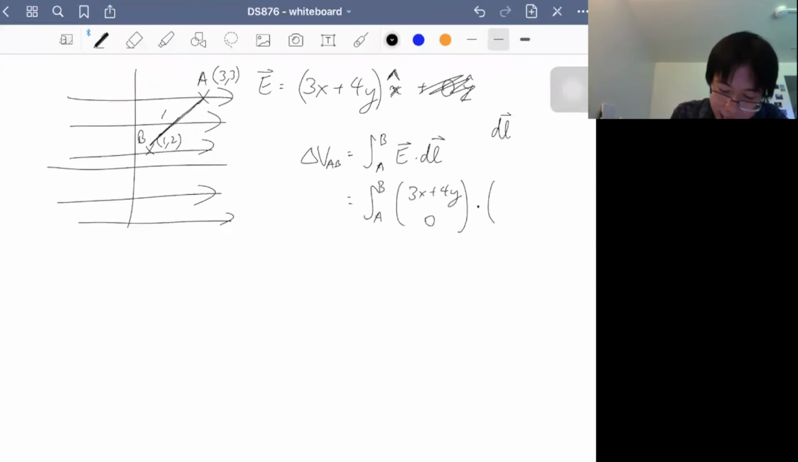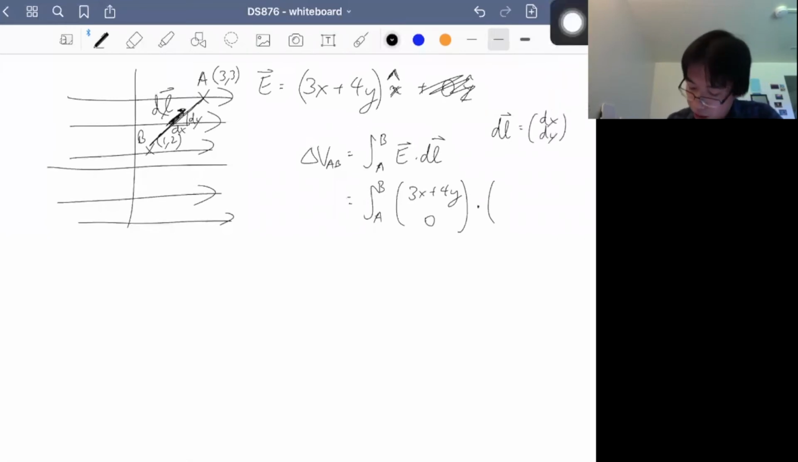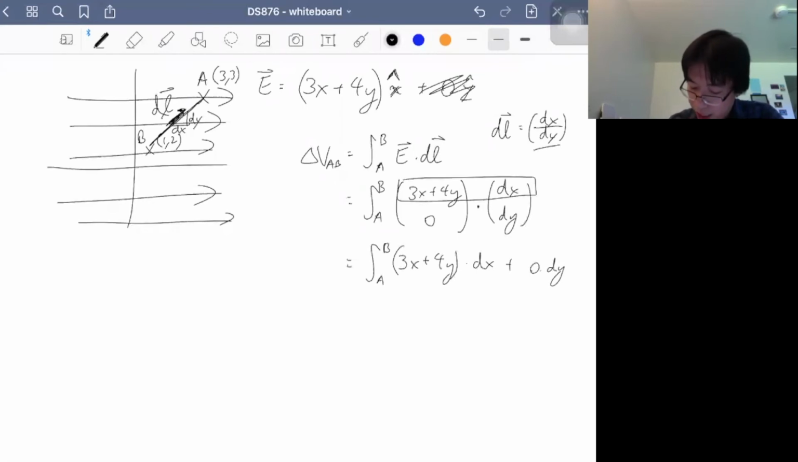dl is the length. Well, L is the length over here. dl is a small distance between A and B. So it's made up of a small distance in x and a small distance in y. So this is the x over the y like that. So it's a small unit in the x direction, small unit in the y direction. So do the dot product. So that's 3x plus 4y dx plus 0 dy, right? That's how you do dot products. You multiply this together and add them together. 0 dy, we don't have to write that.